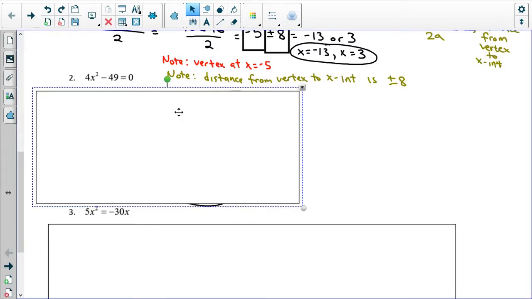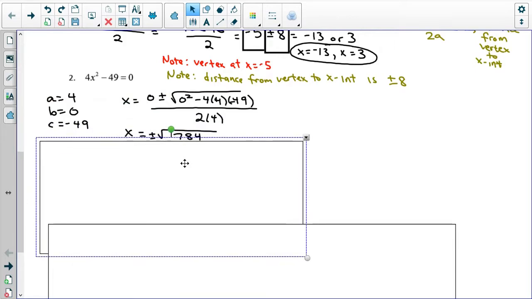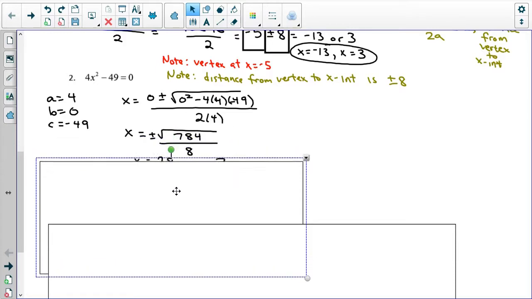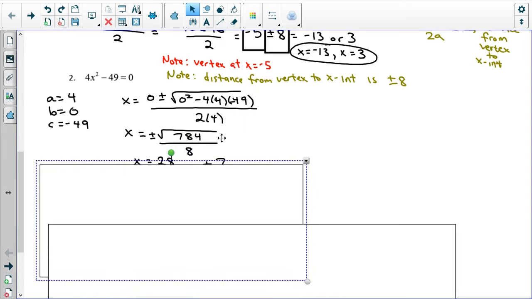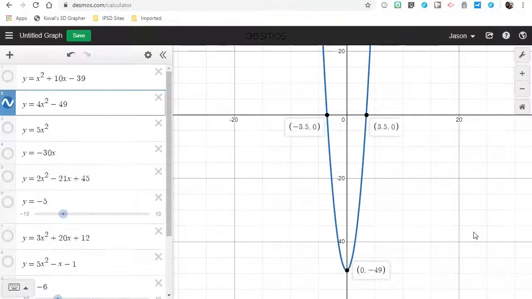4x squared minus 49 equals 0. Once again, we factored this really easily, but if we want to do the quadratic formula, we can see x equals negative b. Since b is 0 in this case, that becomes 0, plus or minus the square root of 0 squared minus 4 times negative 49 all over 2 times 4. So 4 times 4 times 49, there are two negatives in there, so it becomes a positive. We have the square root of 784, and the numbers get kind of nasty sometimes, but we end up getting the same answers we got when we factored.